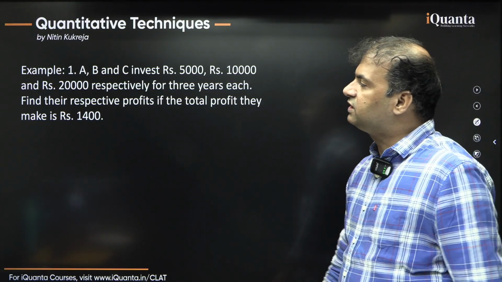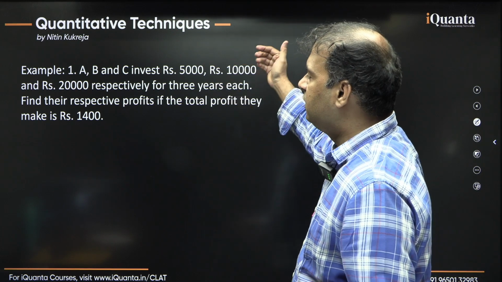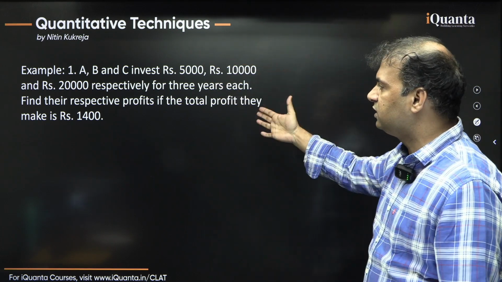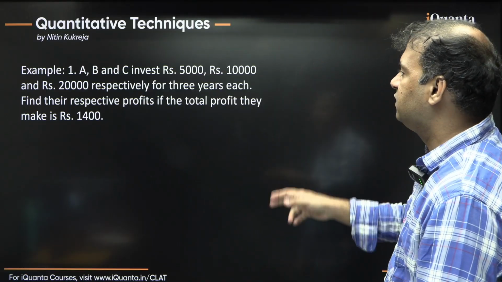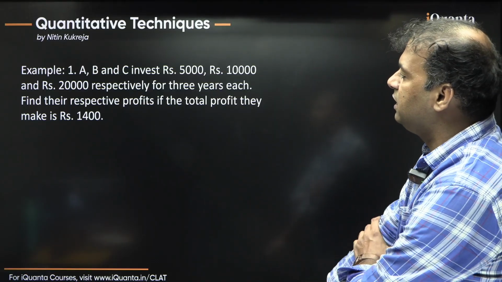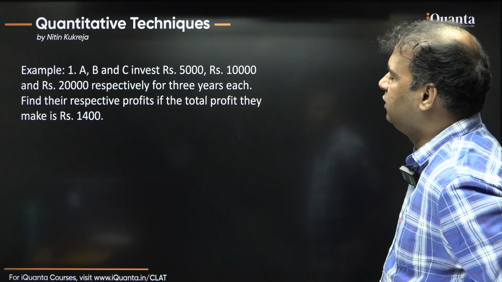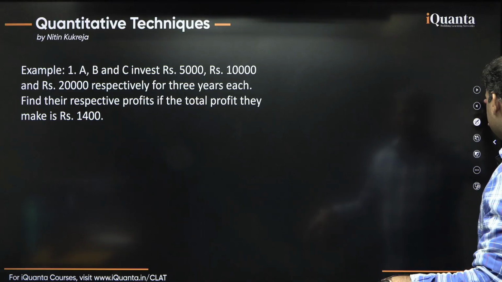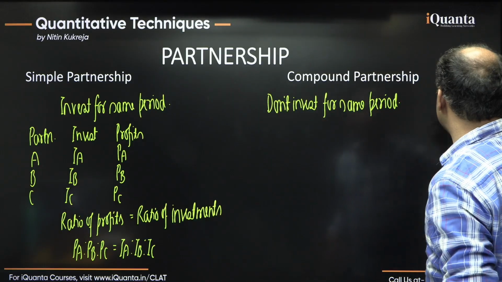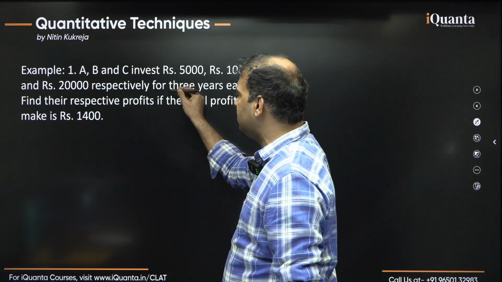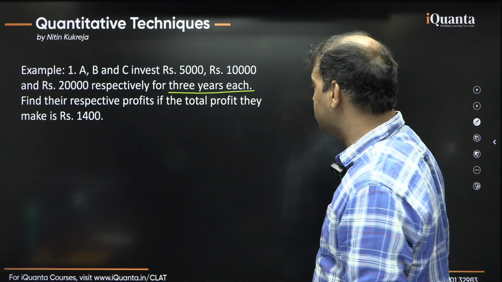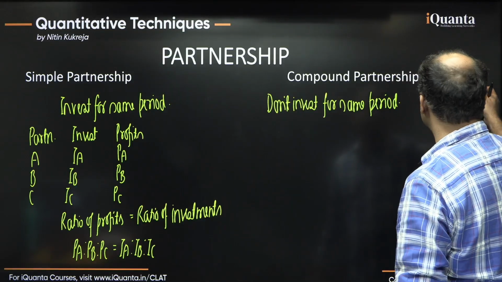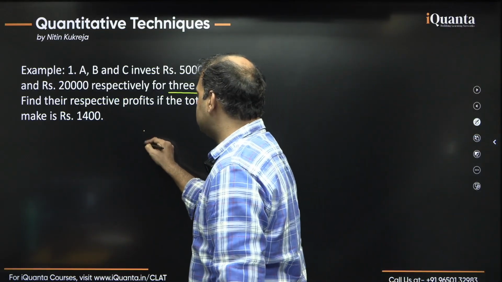Guys, the very first example on the simple partnership is: A, B and C invest rupees 5,000, 10,000 and 20,000 respectively for 3 years each. Find their respective profits if the total profit they make is rupees 1,400. As I said, in a simple partnership people invest for the same time period. Here also everybody is investing for 3 years. So we can directly use this concept that the ratio of the profit is the ratio of the investment.